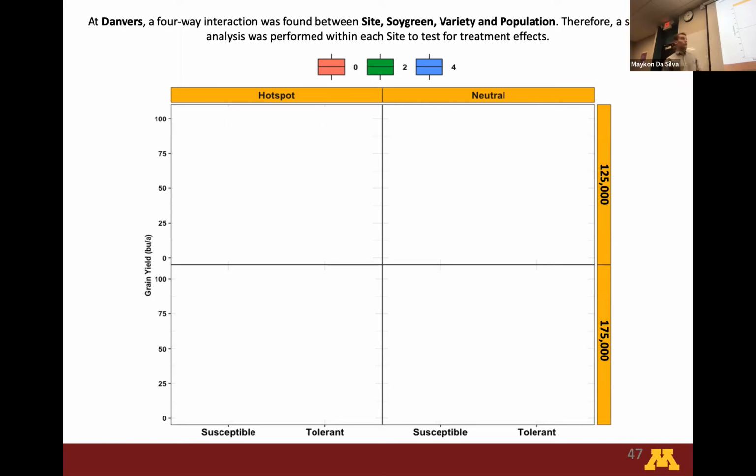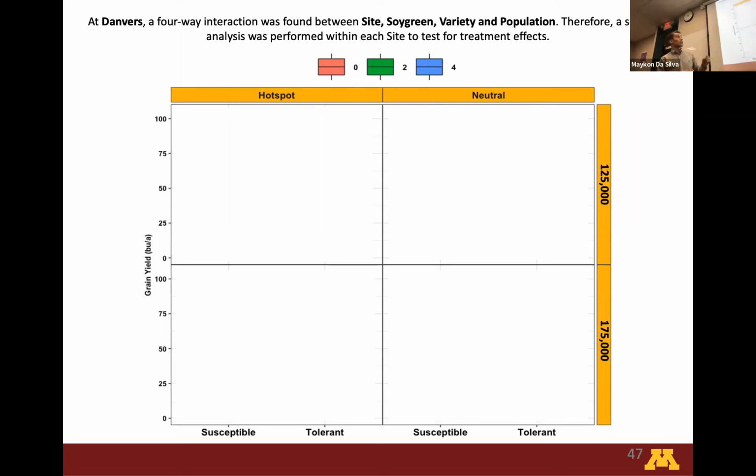On the right side of the figure, we have both seeding rates, 125 and 175,000 plants per acre. At the top of the figure, we have both sites, the hotspot site where IDC is severe and the neutral site, where there could be some IDC, but where IDC is not as severe as in the hotspot. And the legend represents the 3 rates of iron chelates.